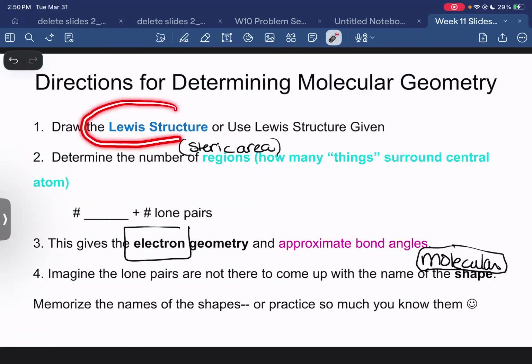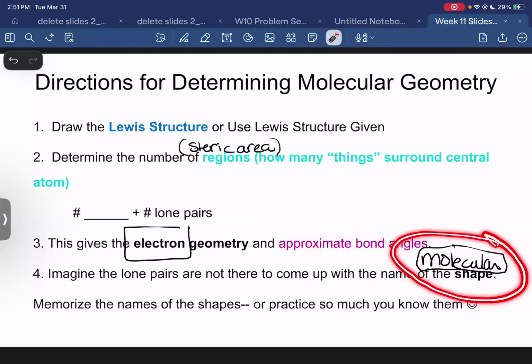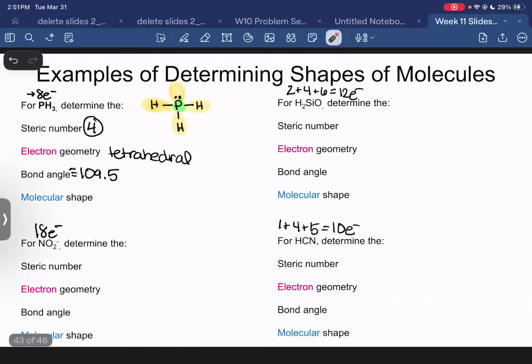First, you have to draw your Lewis structure. Then you're going to have to figure out how many steric areas you have. That will tell you what kind of electron geometry you have and your approximate bond angles. And then you can figure out the molecular shape. So that's what we're going to do for this next lesson, putting it all together.